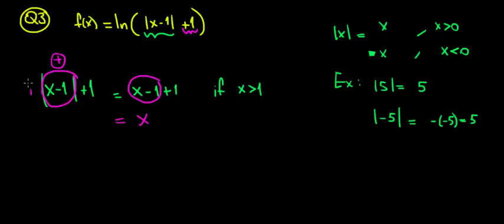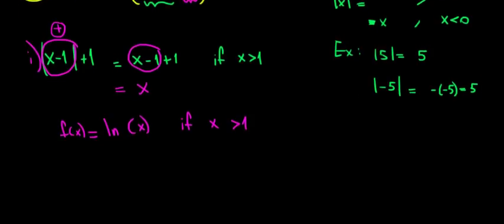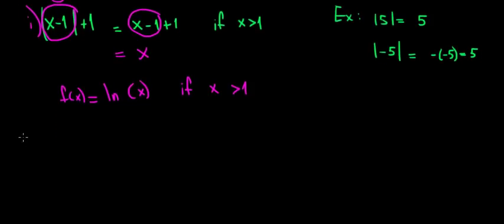So in the first case of our function, we have that f of x is equal to ln of x if x is greater than 1. That's our first case. What happens in the second case? What if we have a negative value in the absolute value? So what if x minus 1 is negative? Well, that would be the case only if x is less than 1.